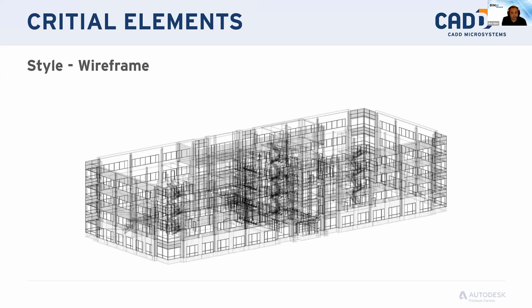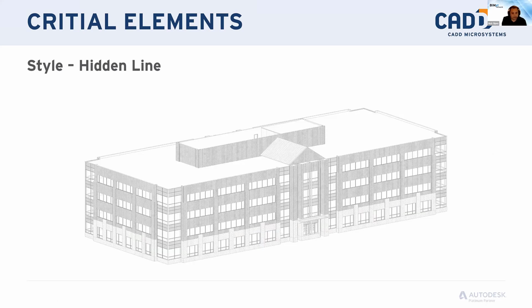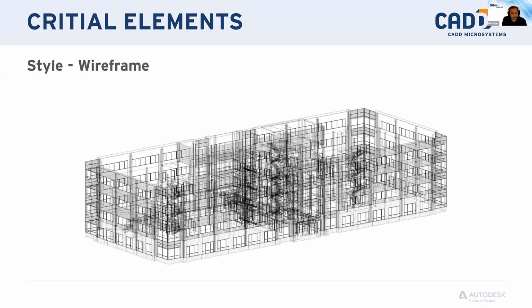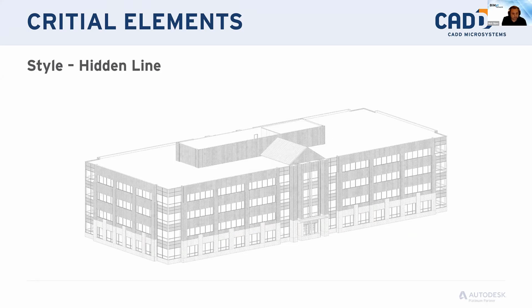Wireframe's great for seeing through the model and trying to see what's going on when you have to troubleshoot something. But it can also be very confusing. I'm sorry, that was a wireframe. Hidden line is great for most of your views. That's what 90% of your views probably are.